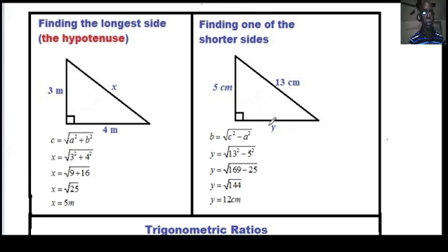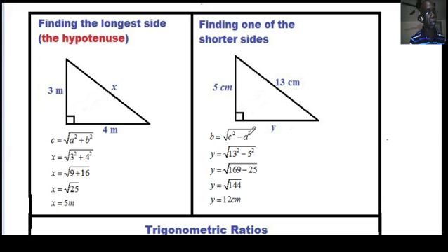The second problem requires us to find the length of one of the shorter sides. Note that we have the value for the hypotenuse, and whenever you have the hypotenuse, to find the length of any of the other two shorter sides, you always subtract the square of the short side given from the square of the hypotenuse. These are the steps we will use. b, we could start off with b or a, it does not matter, equals the square root of c squared minus a squared.